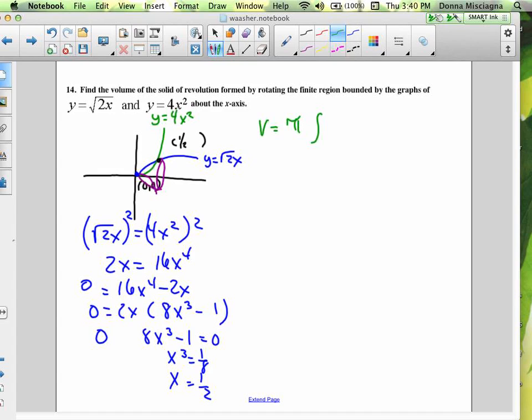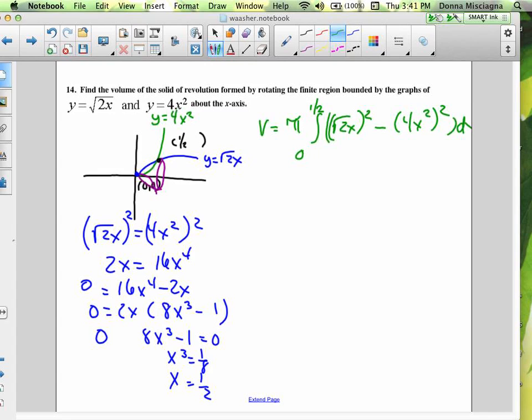And then we're going to have the outside or upper function, which is the square root of 2x, squared. And then we're going to subtract from that our inner function, which is the green function there, 4x squared, all squared. And that's going to be integrated from 0 to 1/2 dx. And so there we've got our integral set up. So now you see all the steps.